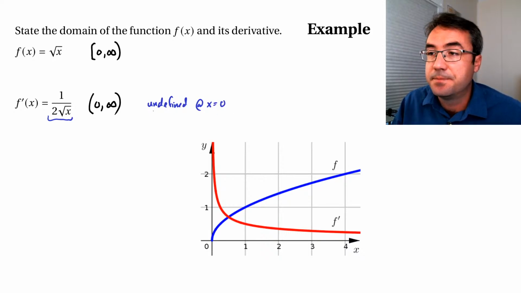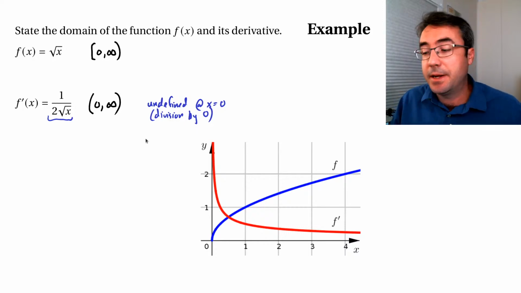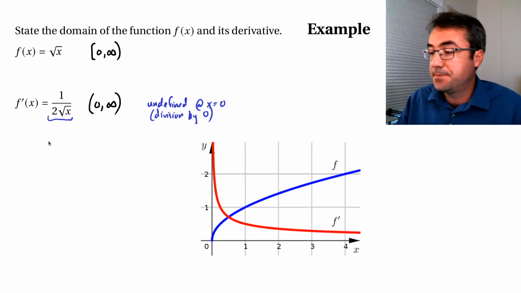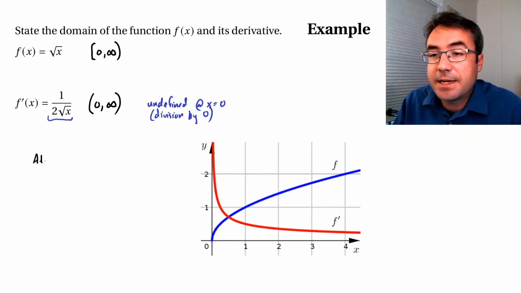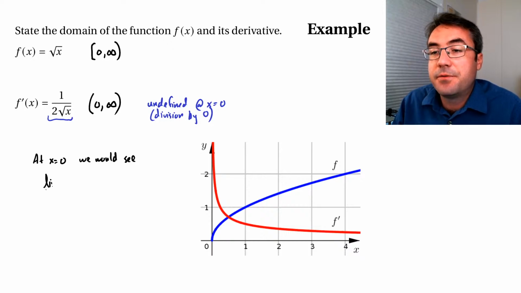Because it's giving us division. But more specifically, what's happening is that if we were to calculate the limit, the definition of derivative, that limit definition of derivative, that limit does not exist. And so more specifically, at x equals 0, we would see that the limit of f prime of x, as x gets closer to 0 from the right, would be equal to positive infinity.